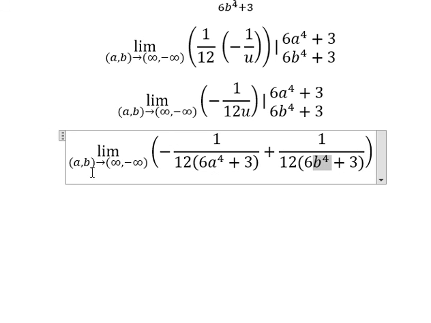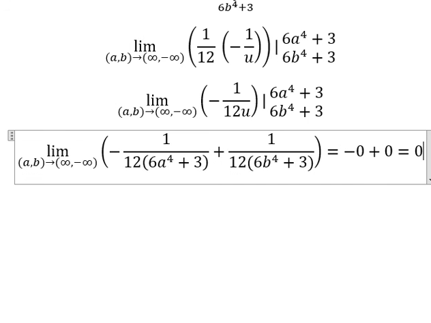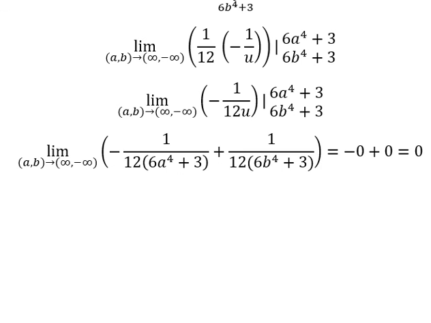This one we have b going to negative infinity, so this one will go to positive infinity because the power is an even power. This is an even power, so when we put a negative number here, we get positive. And this one will go to positive infinity. 1 divided by positive infinity, you get 0. So this one we have negative 0 plus 0, and we have 0. And that is the final answer.